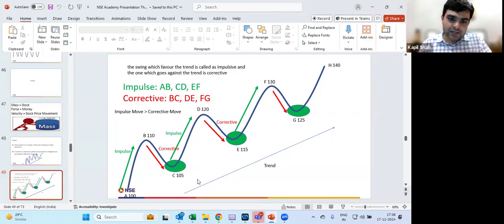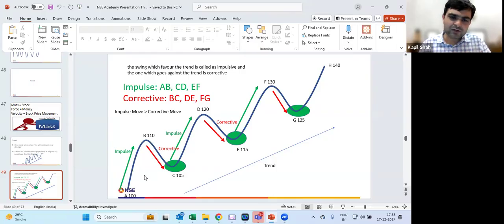So this is my broader trend, where the price has moved from 100 to 114. But between that, there are swings: the impulse move, corrective move, impulse, corrective, impulse, corrective. Now, to whom do we call an impulse? The swing which favors the overall trend is an impulse, and the move which goes against the trend is a corrective.